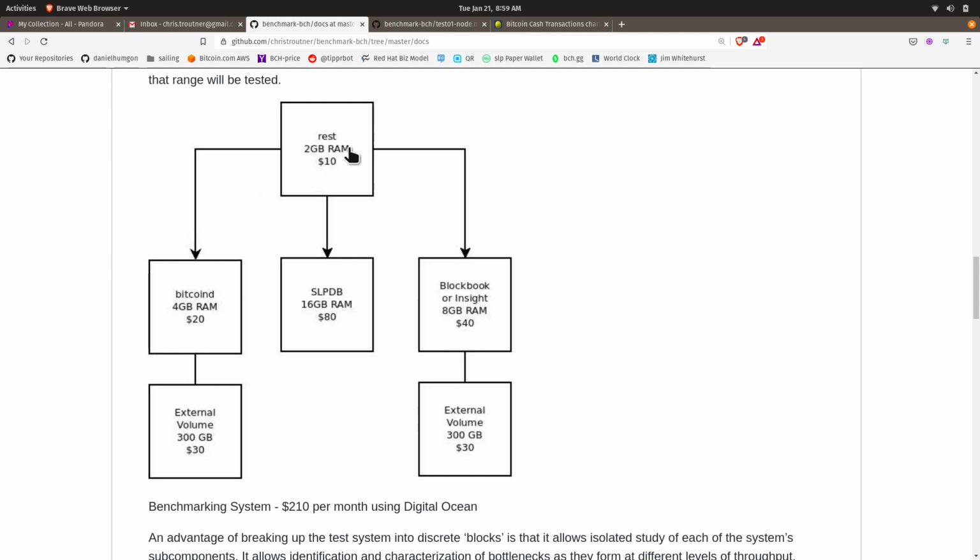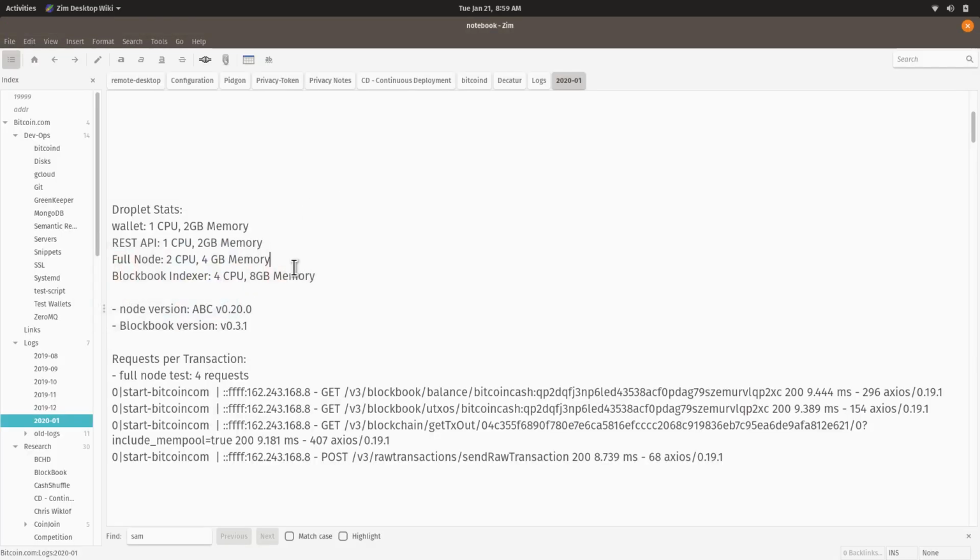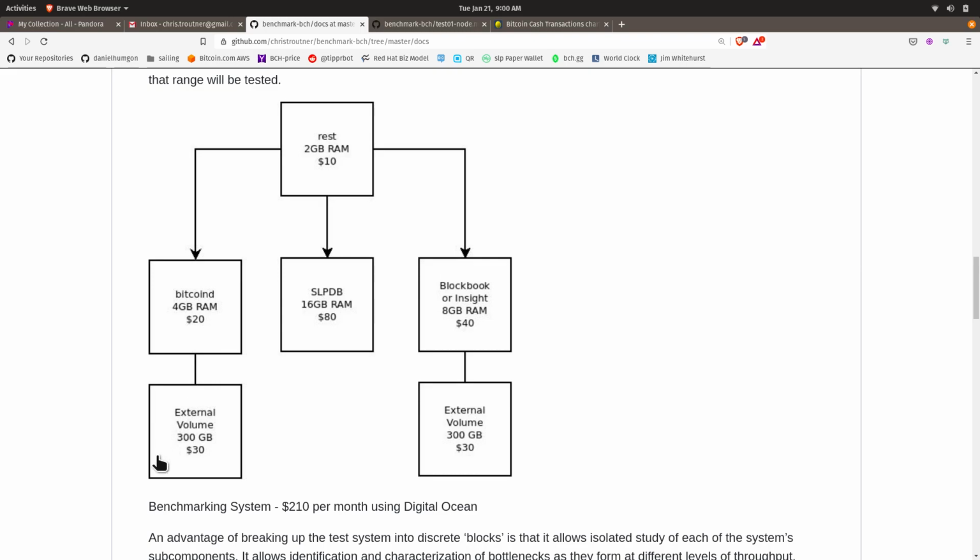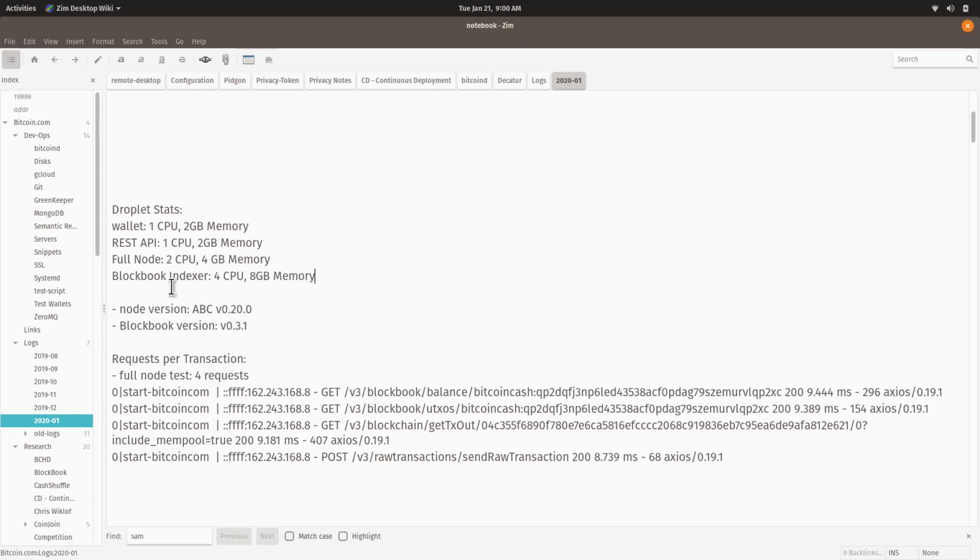So this full node is what I'm going to be stressing. I've got it set up like this. I've got a REST API. This is all using DigitalOcean droplets. I have one droplet running a wallet app, which is going to actually run the test, and that's one CPU, 2 gigabytes of memory. The REST API is running on another droplet, which is just one CPU, 2 gigabytes of memory. The full node is running on a droplet with 2 CPUs and 4 gigabytes of memory. It also has an external volume, which holds the blockchain. And the Blockbook indexer has 4 CPUs and 8 gigabytes of memory.